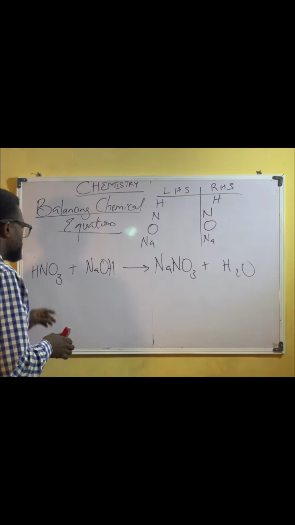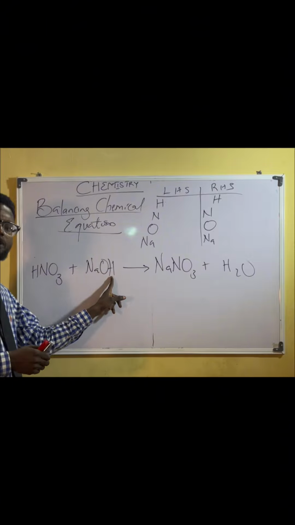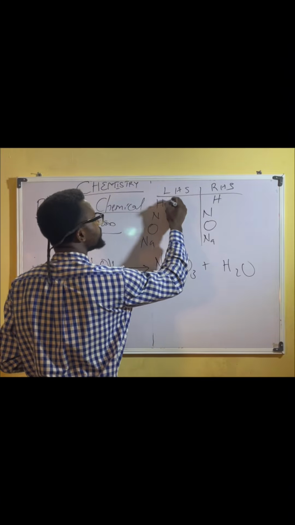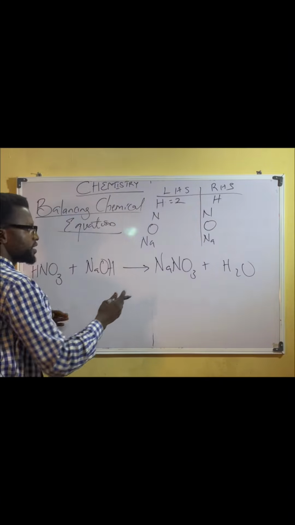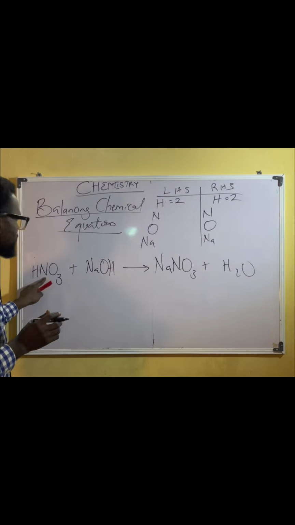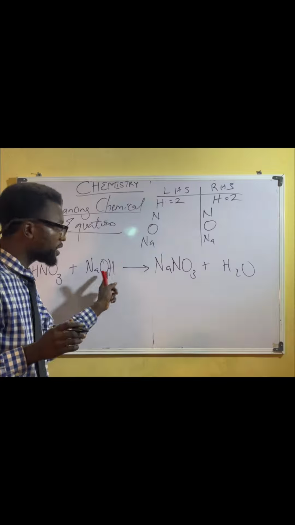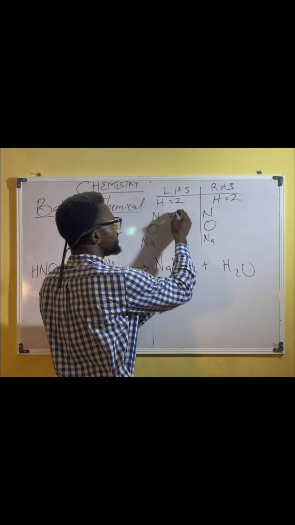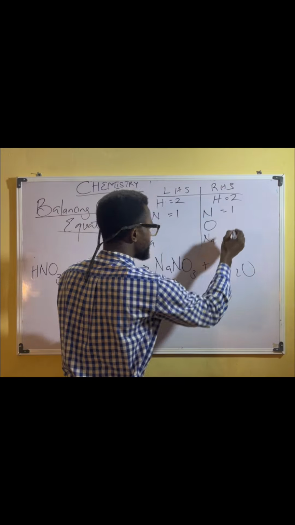So you look at it. Hydrogen here is 1, hydrogen here is 1. So you add it up, that gives you 2 on the left hand side. Hydrogen here is 2. Now nitrogen here is 1. There is no nitrogen atom here. So nitrogen on the left hand side is 1. Nitrogen on the right hand side is 1.